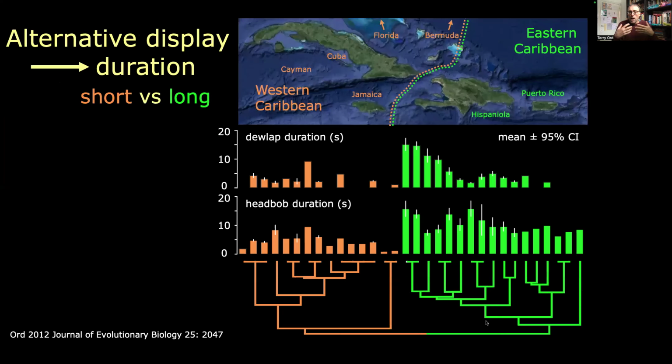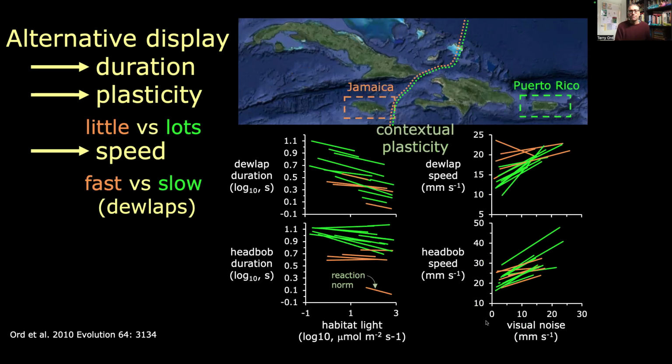And if we overlay the phylogeny for these species, we find that those groups actually belong to separate clades. There's a separate radiation throughout the eastern Caribbean, which are in the green, relative to the ones that radiated through the western Caribbean, which are in the orange. And these correspond to these apparently alternative forms of visual displays, short versus long. But it gets bigger than that.